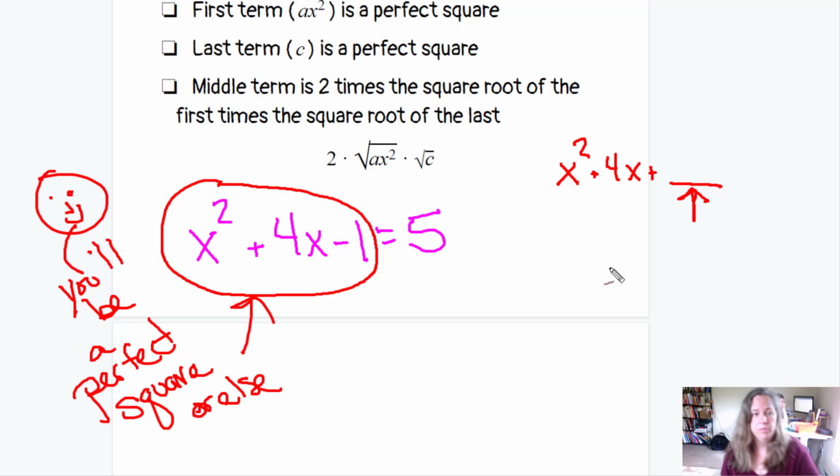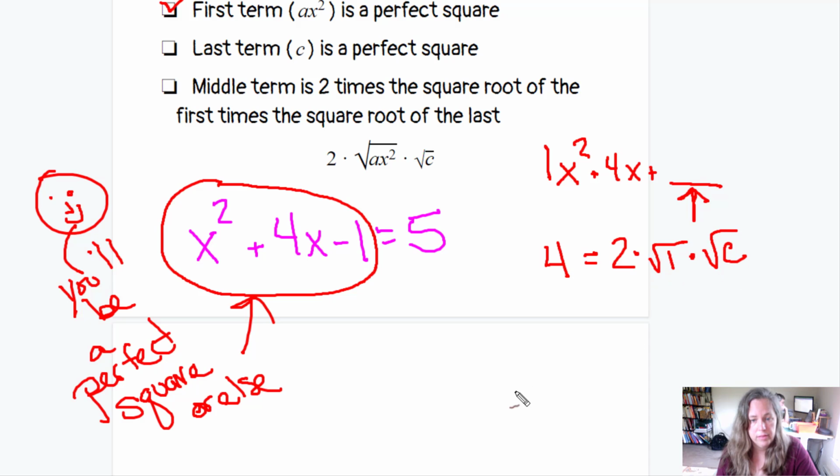So the first term in a perfect square trinomial is a perfect square. We have that, x squared. That's a perfect square. The last term is a perfect square. We don't have that yet. The middle term is 2 times the square root of the first times the square root of the last. So I'm just going to put in a 1 here for us. So the middle term, here's our middle term, is 2 times the square root of the first times the square root of the last.